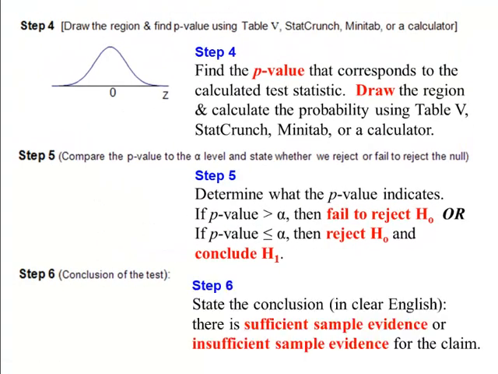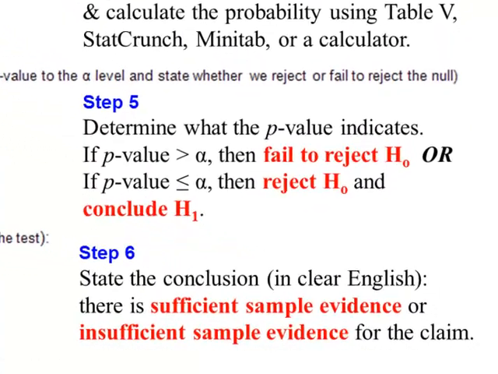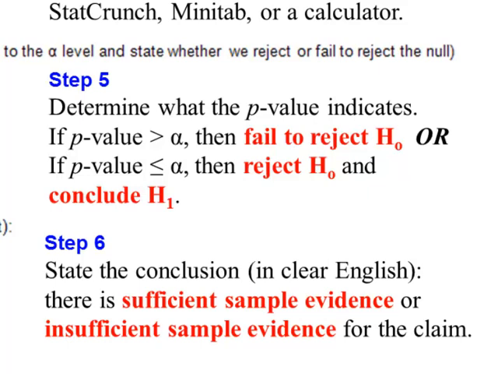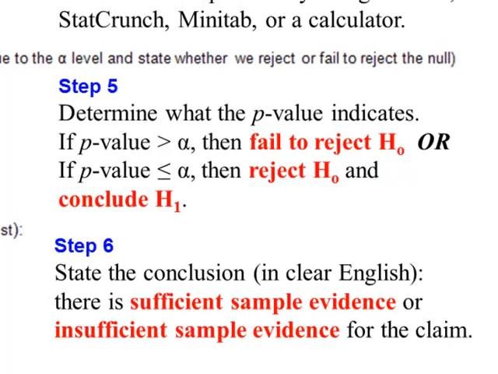Step number 6, you state the conclusion in clear English. So you'll see some examples of this, but somewhere in your conclusion you're going to see either there is sufficient sample evidence or there is insufficient sample evidence for the claim.